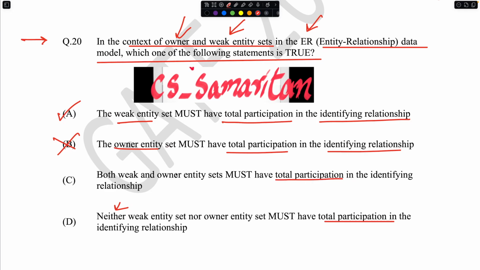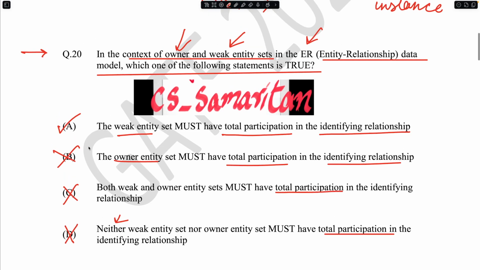Both weak and owner entity sets must have total participation. Not really, because B was not correct, so this is also not correct, right? And the fourth option is neither weak entity set nor owner entity set must have total participation. That is not correct, because A is correct, that the weak entity set must have total participation, right? So statement D cannot be correct. This was a 1 mark question, a very simple theory kind of question. Do you know the theory? Is the theory clear to you? Can you actually solve questions regarding that? That is something that is being checked, and I do hope that you learned something, and with that I will see you in the next video.